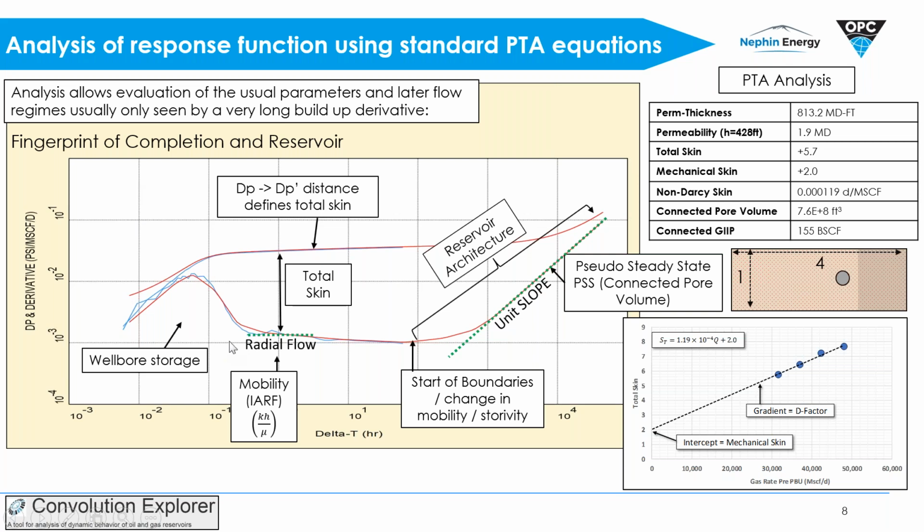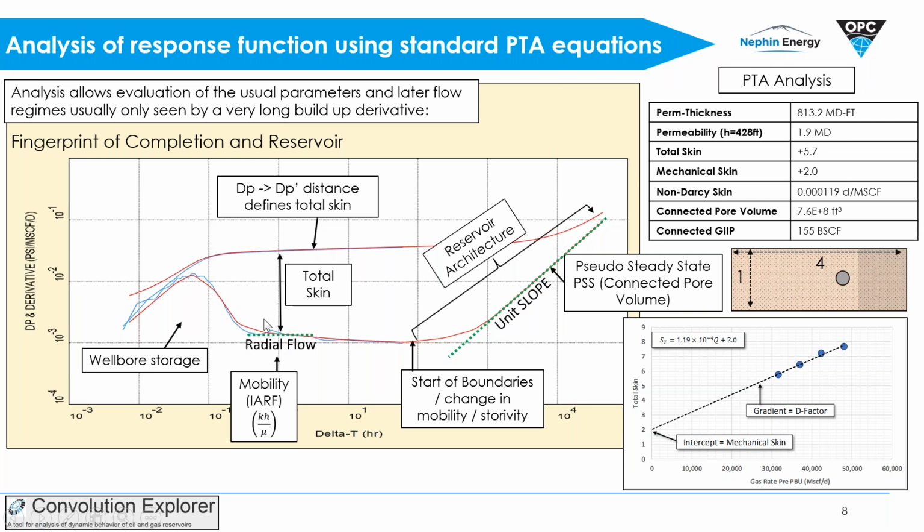So let's have a look at more detail about what we can see in this. Well, we have wellbore storage, we have radial flow, we have a slight downturn in the derivative, indicating maybe a greater KH further away from the well. After about 100 hours, we see boundaries or a change in mobility. So you see the upturn. And then eventually it manifests itself into a unit slope. Now this is a drawdown response. So once you reach the limits of the reservoir, you will begin to see a unit slope.